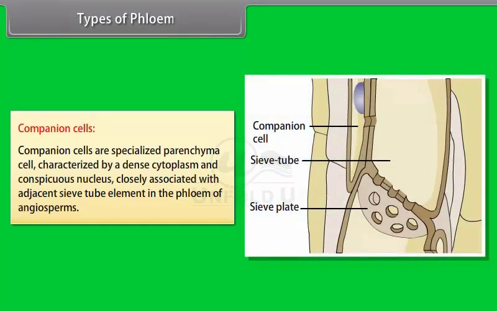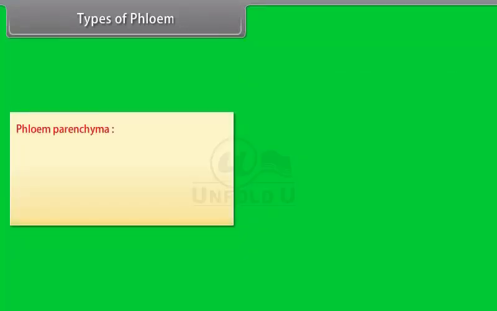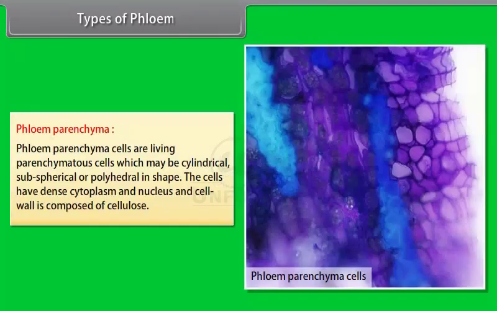Companion cells. Companion cells are specialized parenchyma cells characterized by dense cytoplasm and conspicuous nucleus, closely associated with adjacent sieve tube elements in the phloem of angiosperms. Phloem parenchyma. Phloem parenchyma cells are living parenchymatous cells which may be cylindrical, subspherical or polyhedral in shape. The cells have dense cytoplasm and nucleus and cell wall is composed of cellulose.